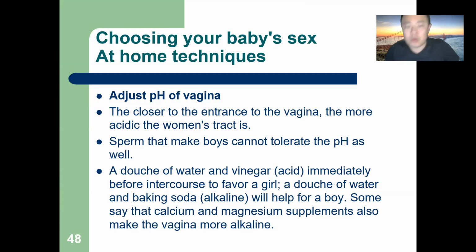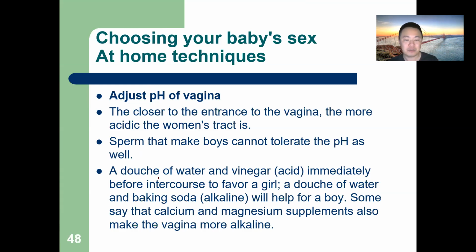Anyway, the acidity near the vaginal opening would make sense. Any sort of bacteria cell that lands itself there and is trying to find a residence, it will kill it off. That's good. Now, the sperm that makes boys cannot tolerate the pH as well as a girl-producing sperm. Like I said, boy-producing sperm are extremely sensitive.